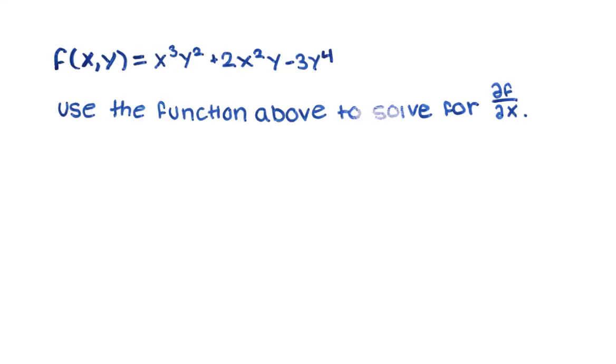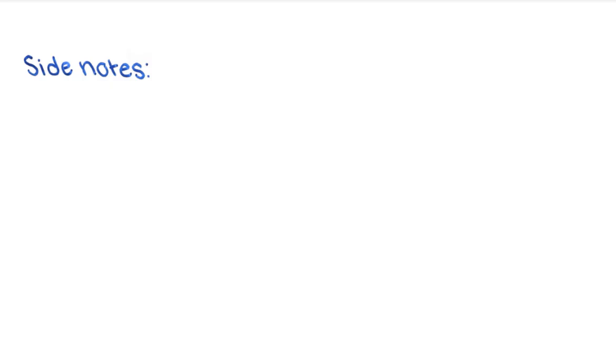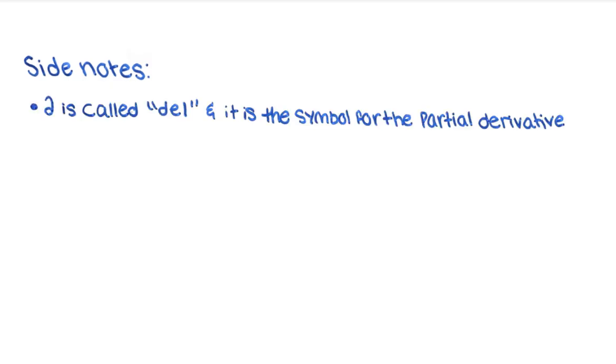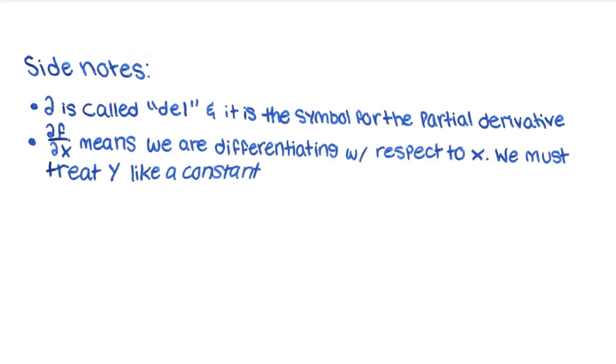We are being given the function f of x, y equals x cubed y squared plus 2x squared y minus 3y to the fourth power. And we are using this function to solve for the partial derivative of f with respect to x. But before we actually solve this, we have to write some side notes. The symbol for the partial derivative is called del. And when we say the partial derivative of f with respect to x, it means we're differentiating with respect to x, and we must treat y like a constant.